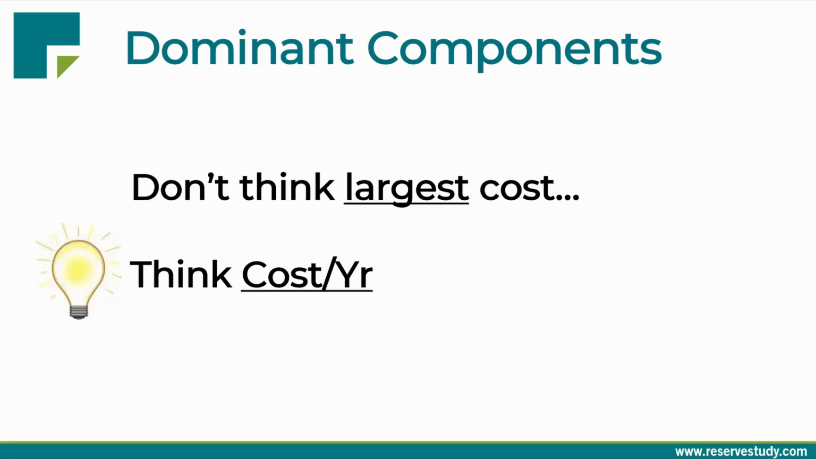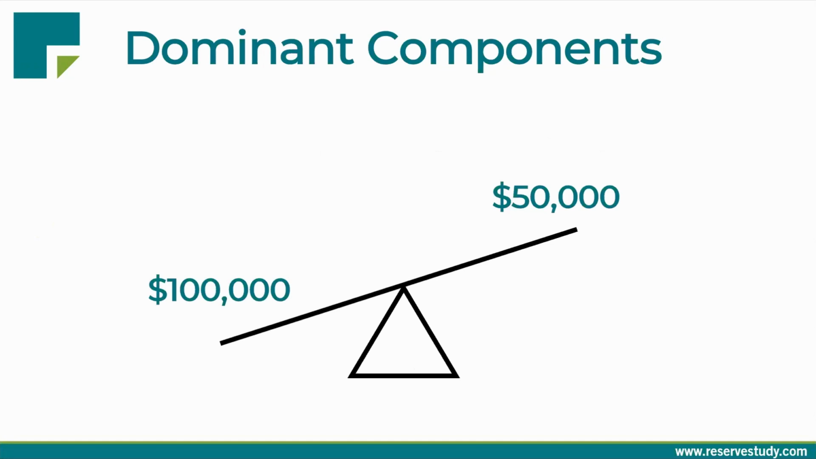And when we think about those core elements, our natural inclination is to go to the largest dollar sign that we see, right? But we want to make sure that we're taking a look at the frequency as well. And that's when we're talking about cost per year. And that's a big thing to think about, right? So on the face of it, we see in our seesaw example here, $100,000 is much more impactful than $50,000.